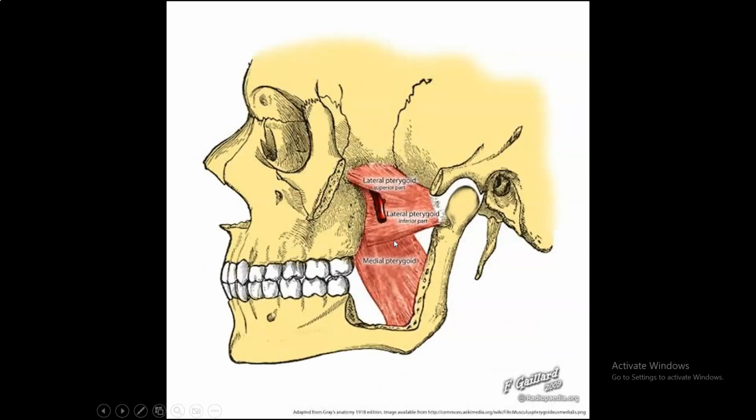So these are the two muscles. Again, this is the lateral or outer pterygoid, and this is the medial pterygoid. The lateral pterygoid is inserted near the condyloid process, and here it is inserted at the junction of the body and the ramus of the mandible from inside.